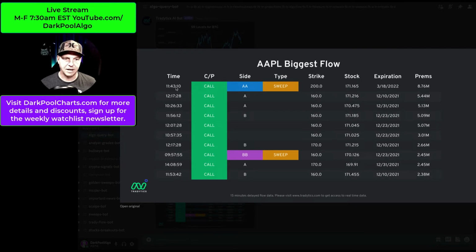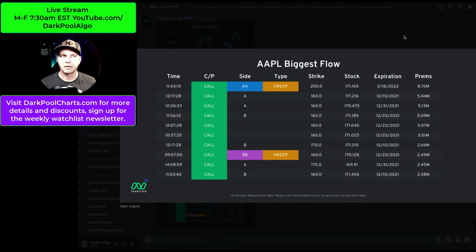At the end of the day, at 11:43, a sweep to the ask, above the ask, for the call strike came in at the 200 strike. A 200 call strike above the ask as a sweep came in with $8.76 million in premiums for the March 18th expiration.